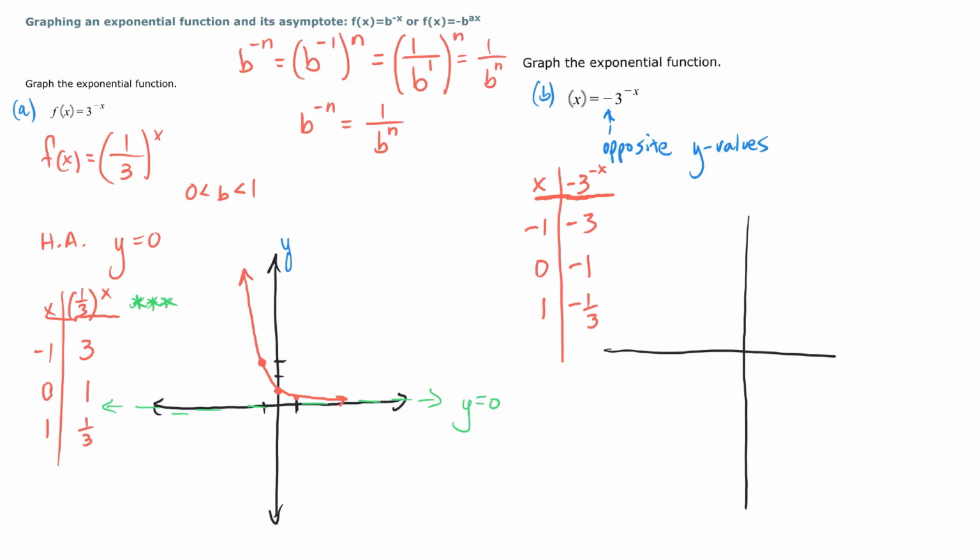If you're ever unsure of a transformation, don't worry, just pick more ordered pairs. Pick enough ordered pairs to help yourself understand how the graph is behaving. Once again, our horizontal asymptote is y equals 0. Dotted line there. Let's label certain things. So negative 1, negative 3 here. 0, negative 1, the y-intercept, and then 1, negative 1/3, right about here.